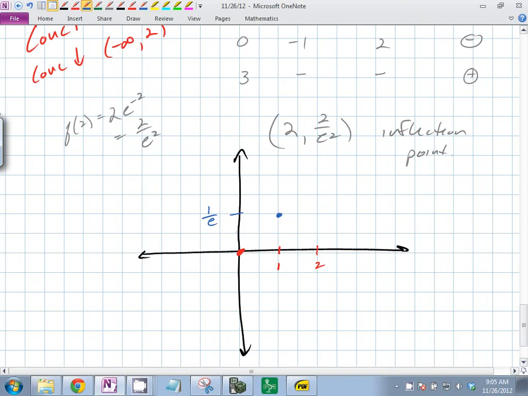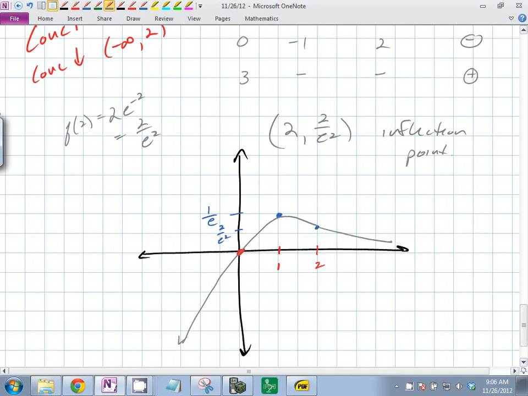It's 2 over e squared, which is actually less than 1 over e. So it's like right here. It's not halfway. So it's right about here. So what does this function do? It goes up like this and down. You see how that's still concave down the entire time? But on this side, does it go up again? No. What does it do? It continues to go down. But what does it not cross?